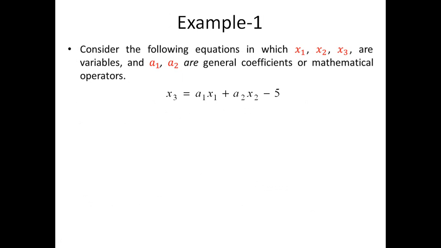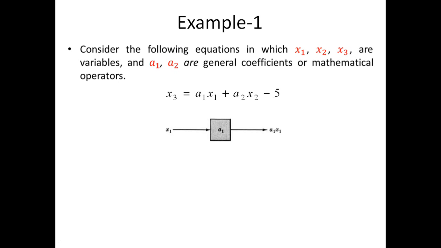Now we will look at some examples. Consider the following equation in which x1, x2, x3 are variables and a1, a2 are the general coefficients. So the given equation is x3 equals a1 x1 plus a2 x2 minus 5. So we can say x3 is a combination of 3 parts. First is the x1 variable which has coefficient a1, then second is the x2 variable which has coefficient a2, and third is a constant which is minus 5.